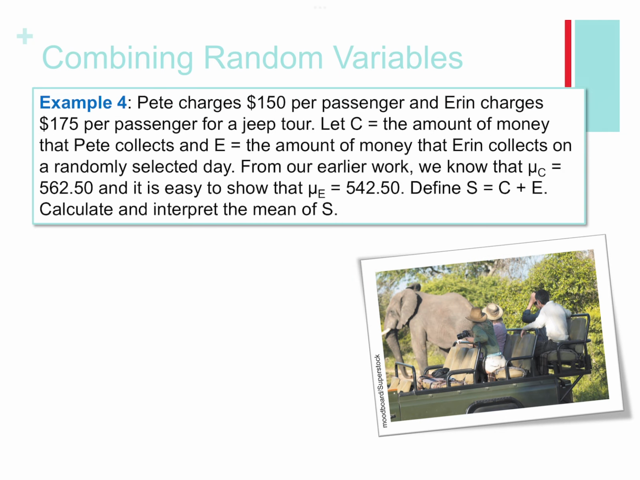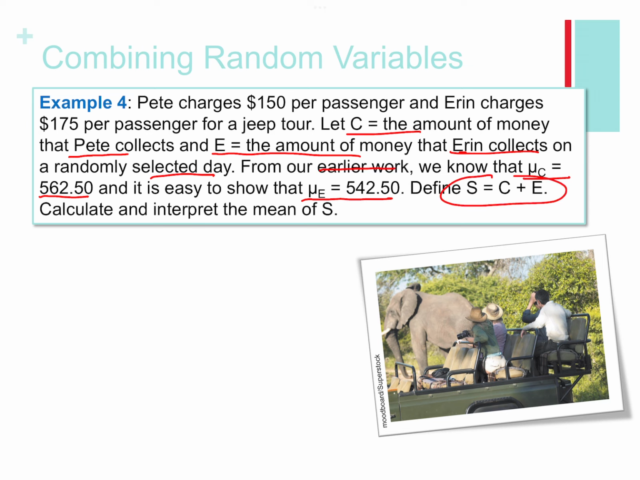We're going to say Pete charges $150 per passenger, Aaron charges $175 for a Jeep tour. So we're going to let C be the amount of money that Pete collects per day. E is going to be the amount of money that Aaron collects on some day. I'm giving you the mean: the mean of C is $562.50. The mean of E is $542.50. It says from earlier work. We didn't do earlier work. I'm just giving it to you.